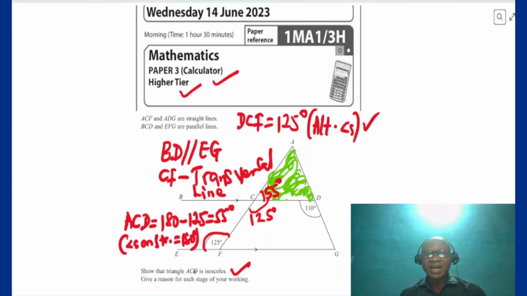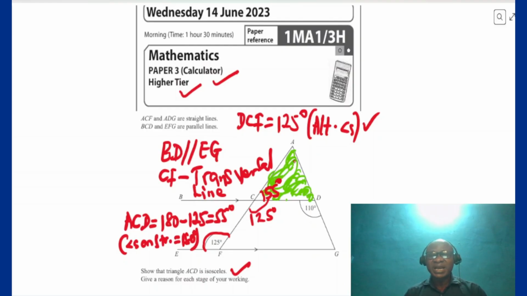Remember what the question has asked me to do: to show that triangle ACD is an isosceles triangle. But how do I know that this is an isosceles triangle? Once I get two angles that are equal inside this triangle, then the triangle is said to be an isosceles triangle. Now let's go on.